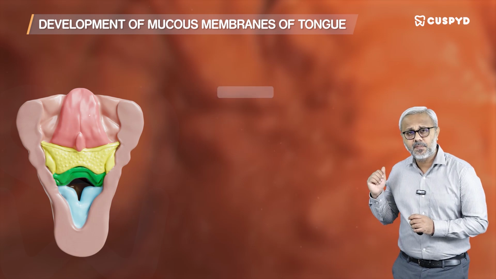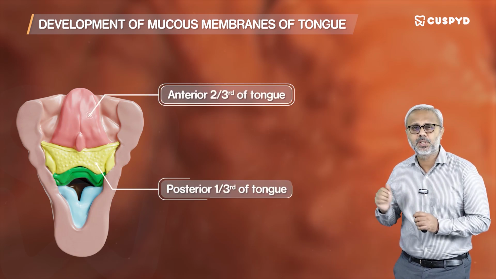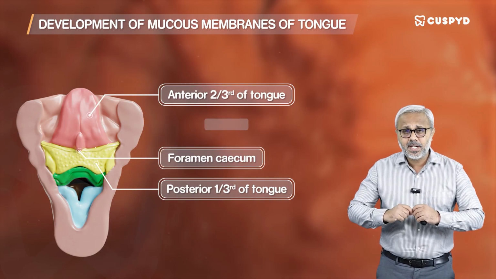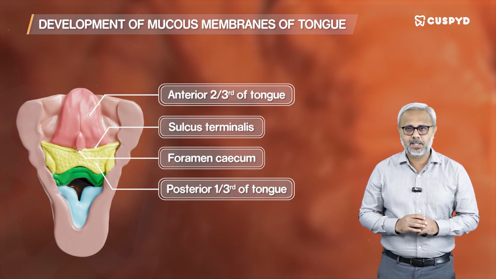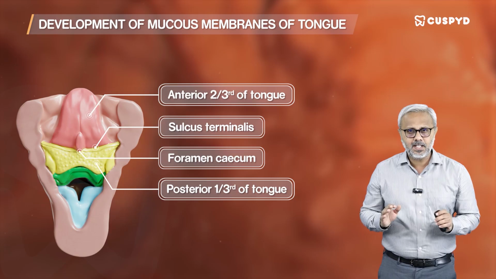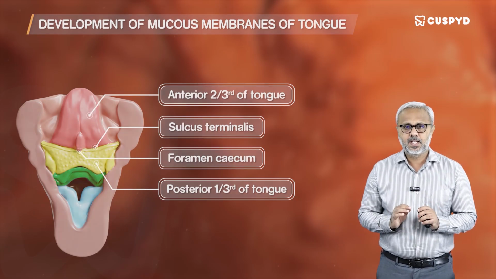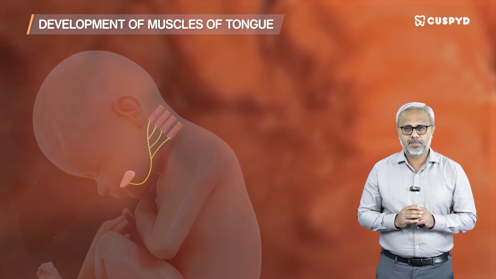The separation of the anterior 2/3 and posterior 1/3 of the mucous membrane is represented by the foramen cecum in the center and the sulcus terminalis which extends from it. Are we clear? So, this is regarding the development of the mucous membrane of the tongue. How do the muscles of the tongue develop?